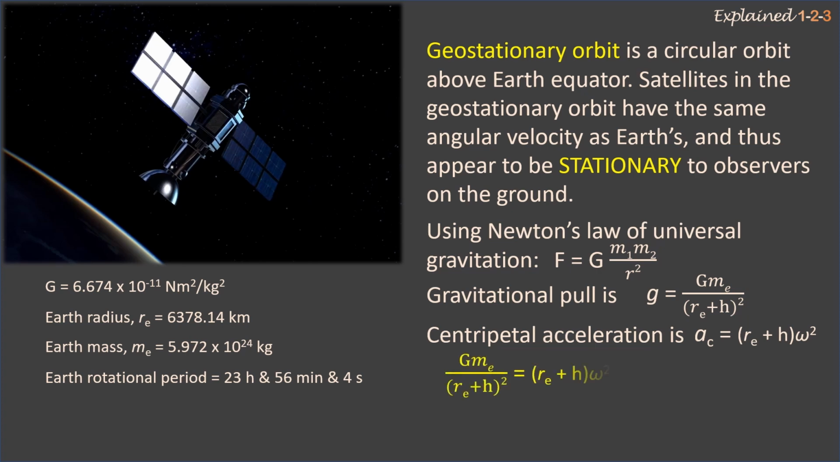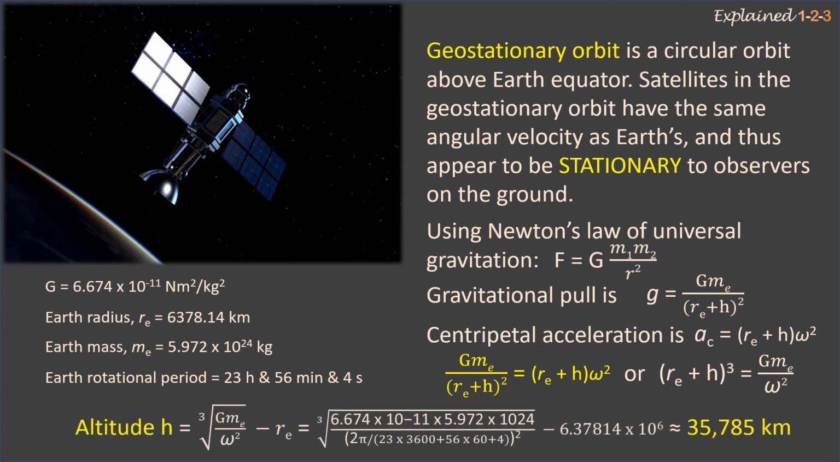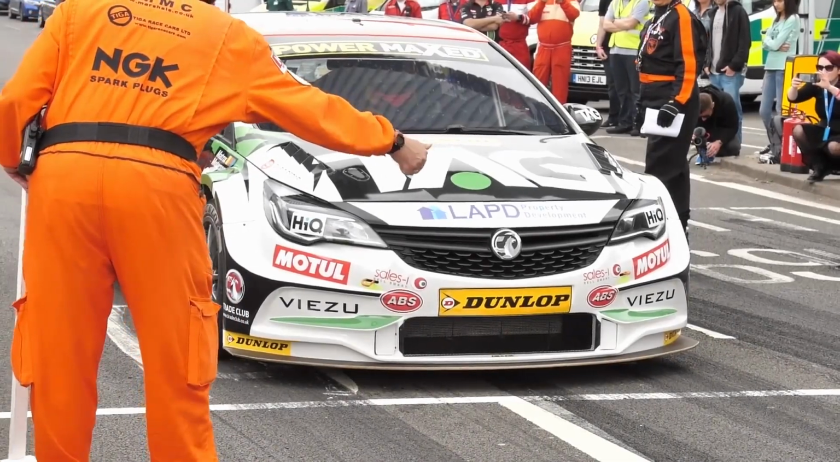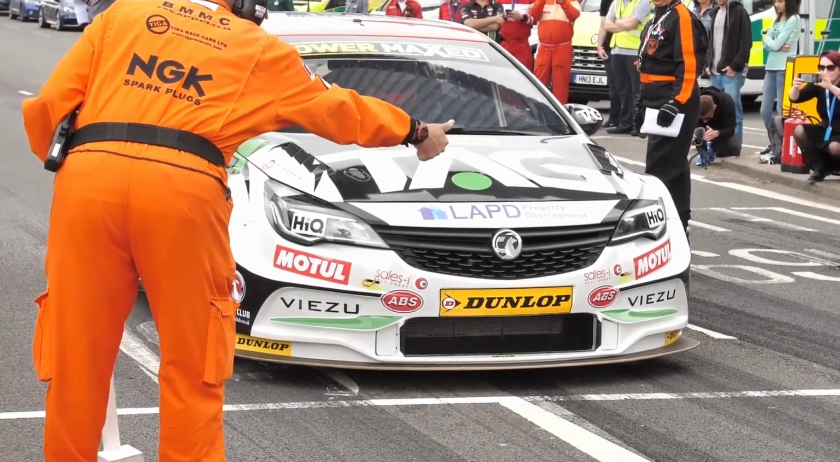Since we know the satellite is going with the same angular velocity as Earth, which is 23 hours, 56 minutes, and 4 seconds to complete a full rotation, we can find the altitude of the geostationary orbit h to be the cube root of G m_e over omega squared, minus Earth radius r_e, and it comes to approximately 35,785 kilometers. Very good.